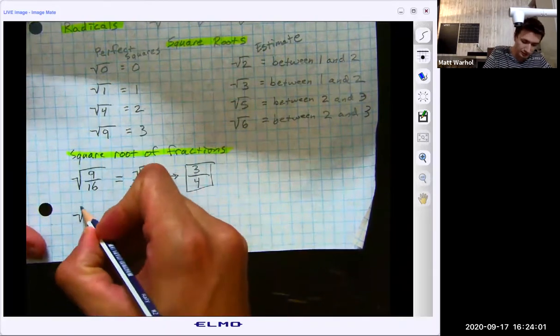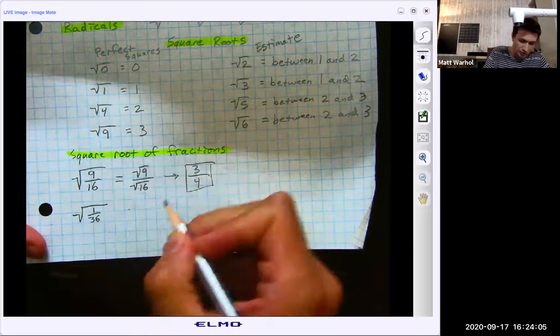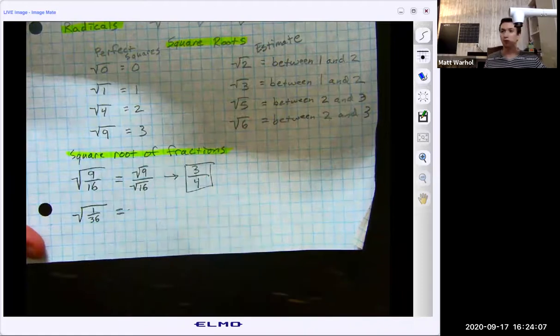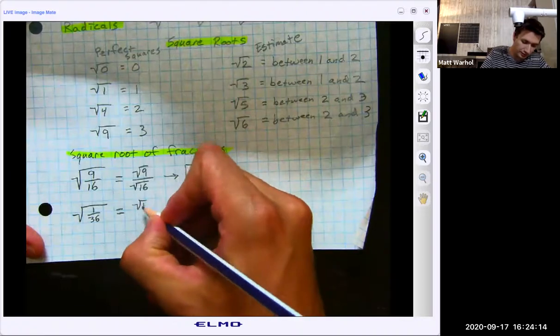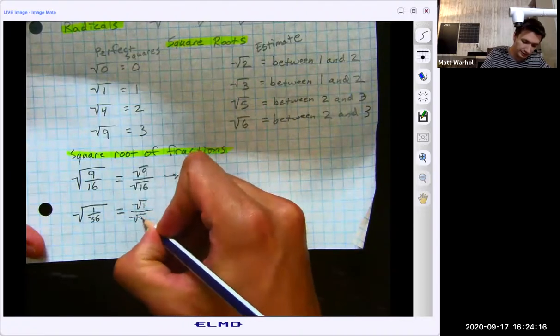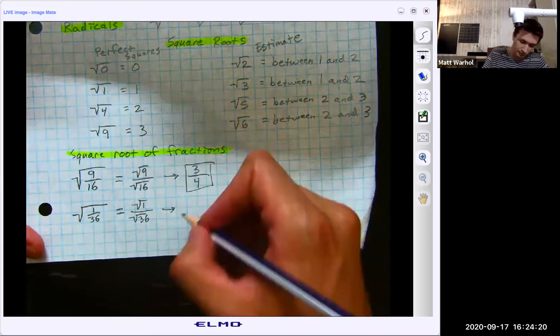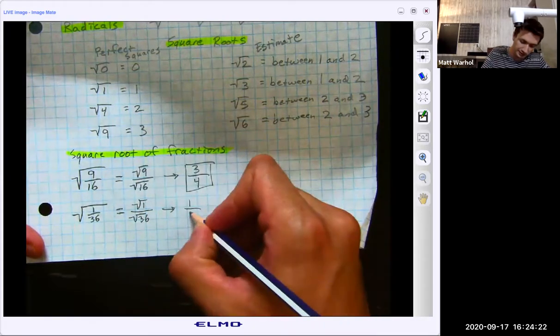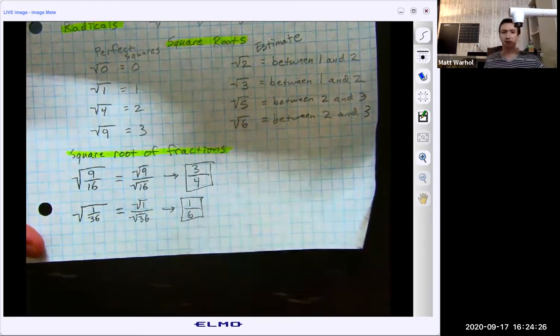The square root of 1/36. What number times itself makes 1/36? Well, let's rewrite it as the square root of 1 over the square root of 36. Well, what times itself makes 1? 1. What times itself makes 36? 6. So the answer is 1/6.